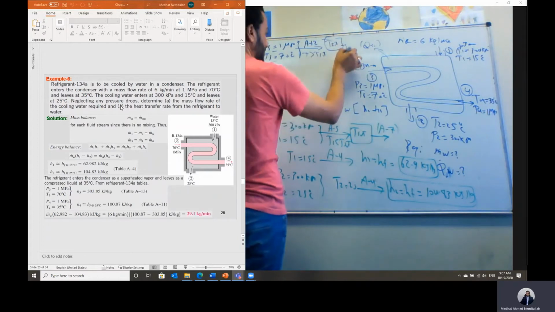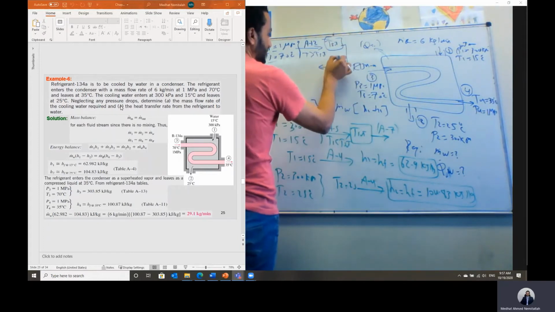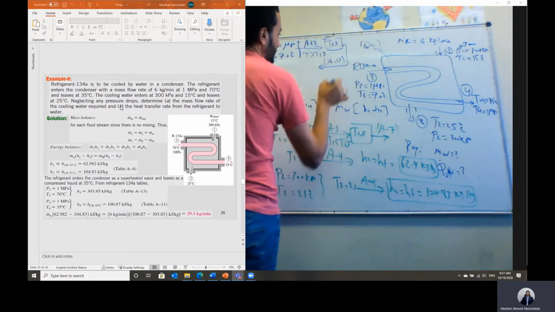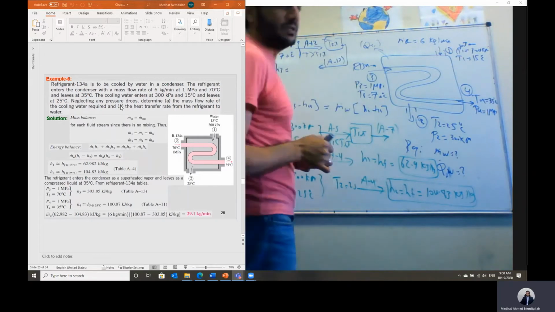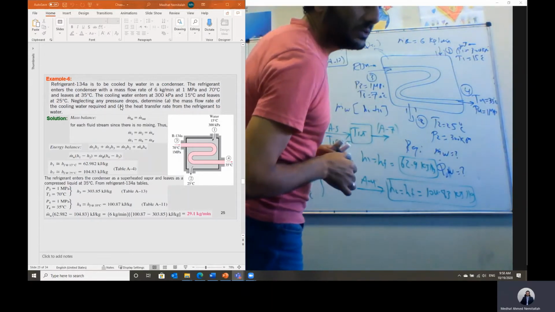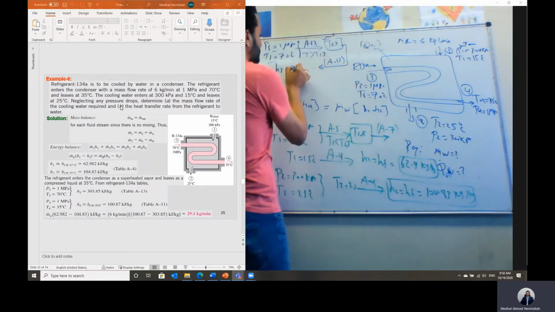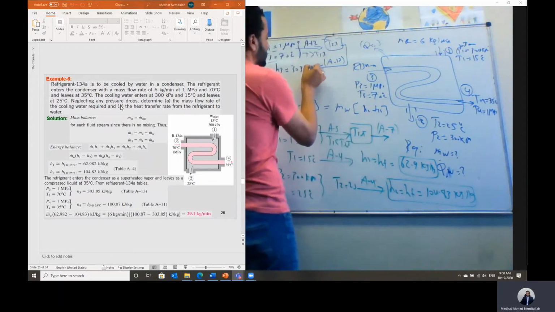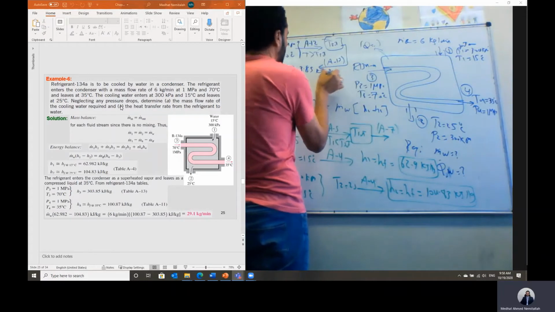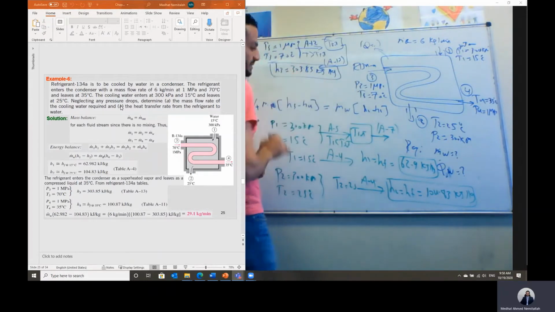So in this case, I have to use a table. Which table? Table A13 in this case. With this pressure and temperature, we can get H3 from table A13. You go to table A13, it will equal 303.85 kilojoule per kilogram. And this is the enthalpy H3 in this case.